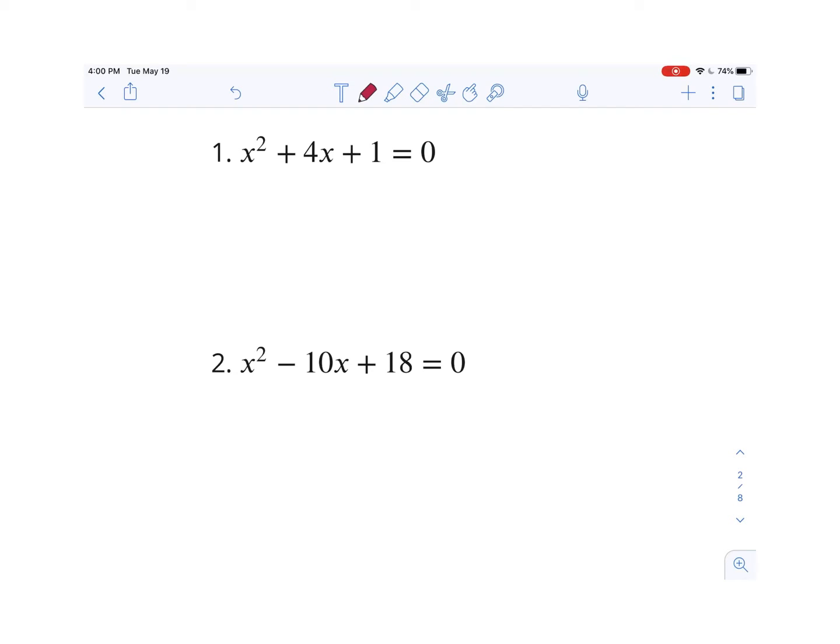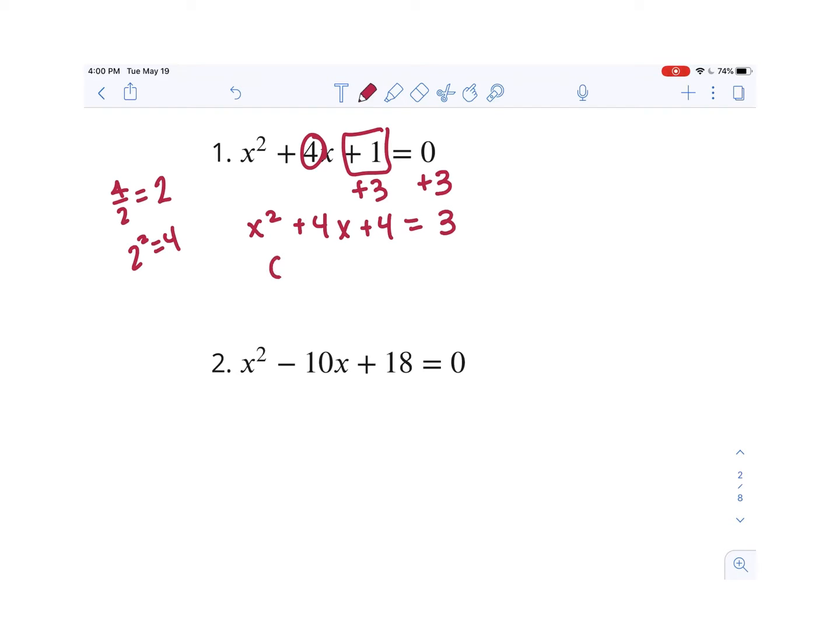Okay, so if I have 4x, I'm going to say half of 4 is 2, and 2 squared is 4. So I need my constant here to be 4. I can get there by adding 3 to both sides. So I have x squared plus 4x plus 4 equals 3. And now I can rewrite that as squared factors. So (x plus 2) squared equals 3.